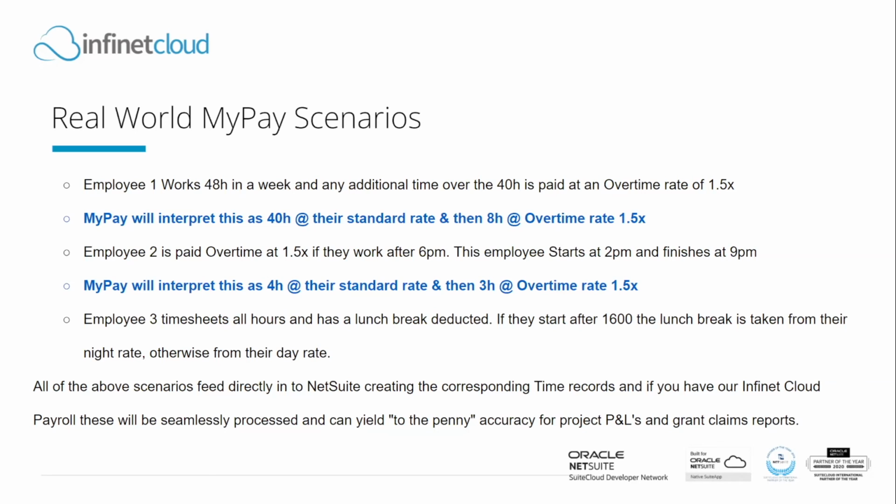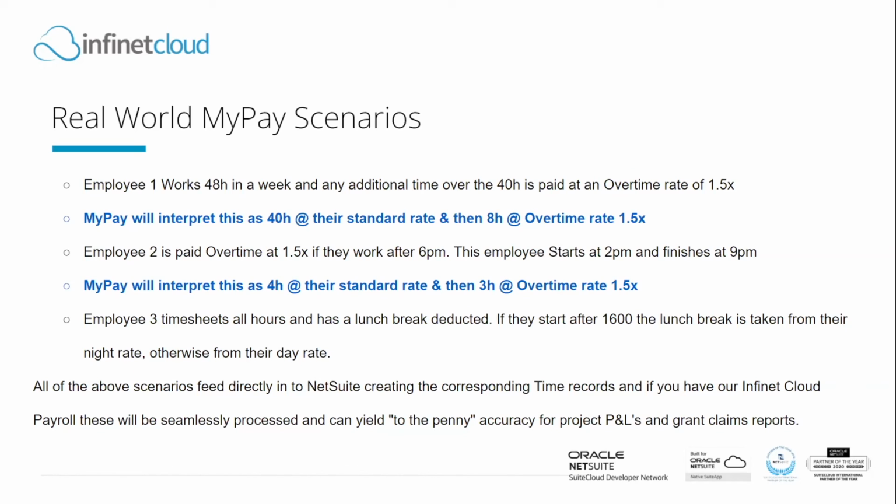Employee 2 is paid overtime at 1.5 times if they work after 6 p.m. Now, this employee starts at 2 p.m. and finishes at 9. The employee just needs to enter the start time and 7 hours. MyPay will interpret this as 4 hours at the standard rate and then 3 hours at the overtime rate of 1.5 times. Last example. Employee 3 timesheets all his hours and has a lunch break deducted. If they start after 4 p.m., the lunch break is taken from their night rate, otherwise from their day rate.